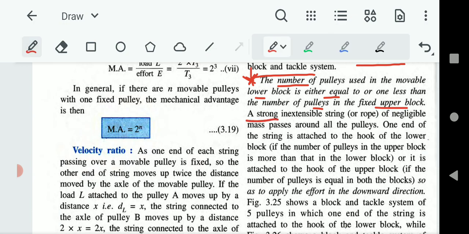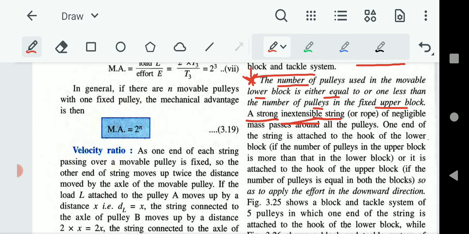A strong inextensible string, that we have already discussed in each and every previous video. Whenever we started to learn about the machines, that is pulley, at that time we already discussed what is inextensible. Inextensible means the rope is not stretchable. The rope actually has to be very strong and it should not be stretchable.